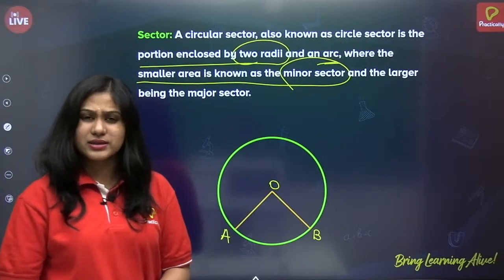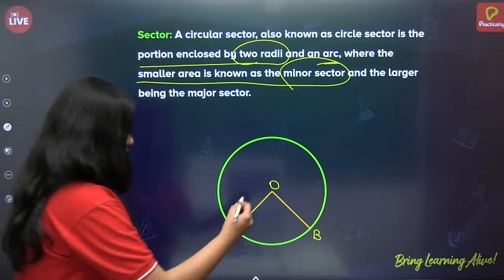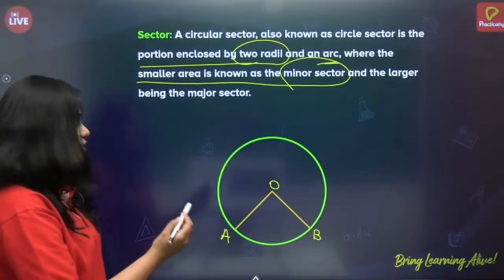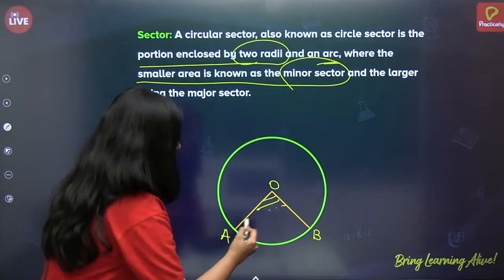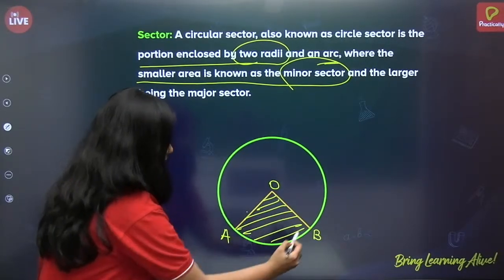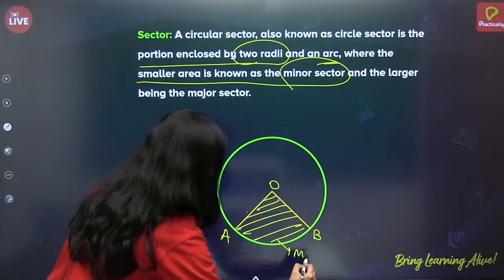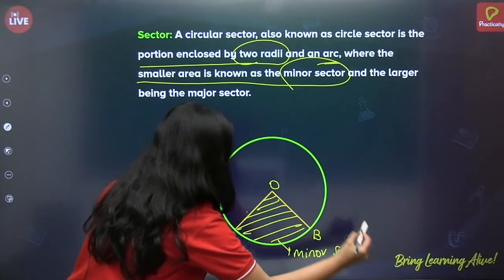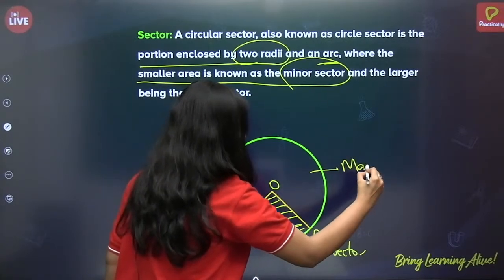No one? Are these radii? Of course, yes, right? OA is the radius, OB is the radius. So they are radii of the circle. So this part is known as minor sector, that is two radii and an arc. This is minor sector and this is major sector.